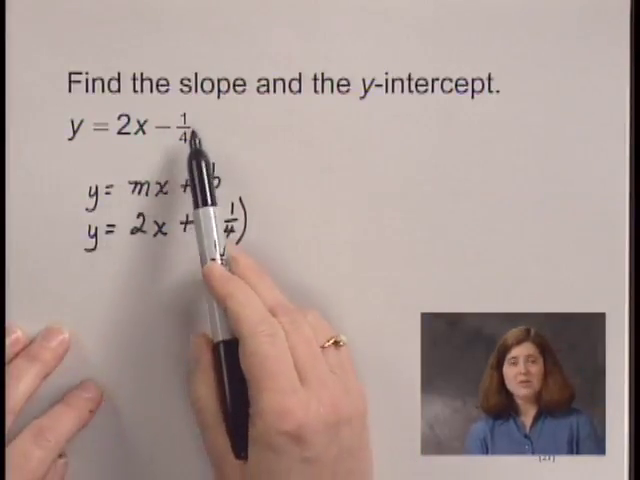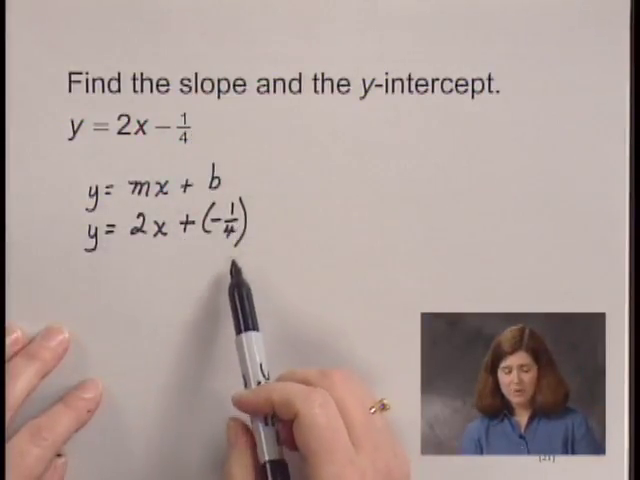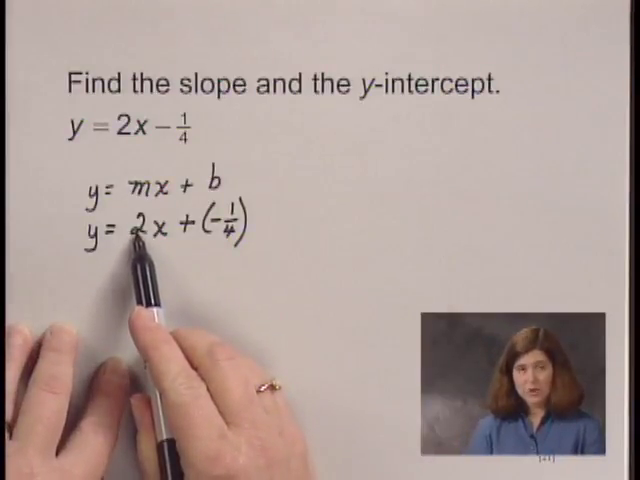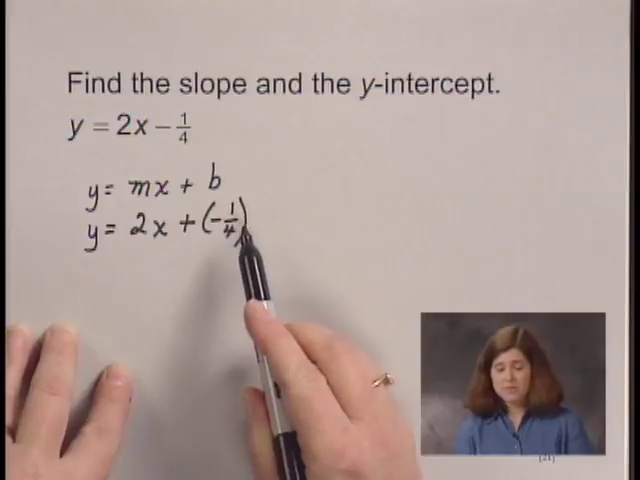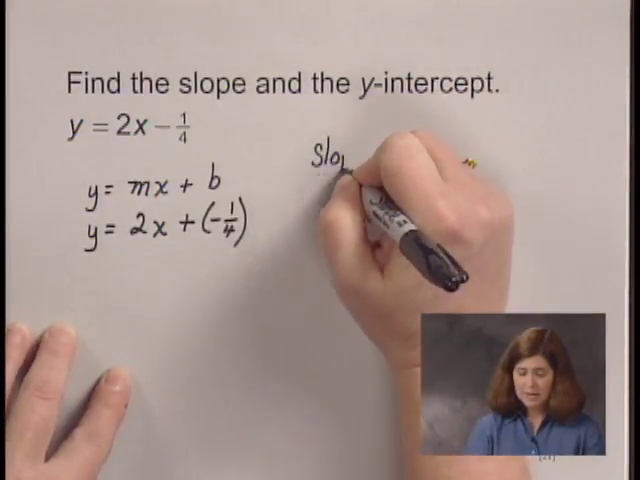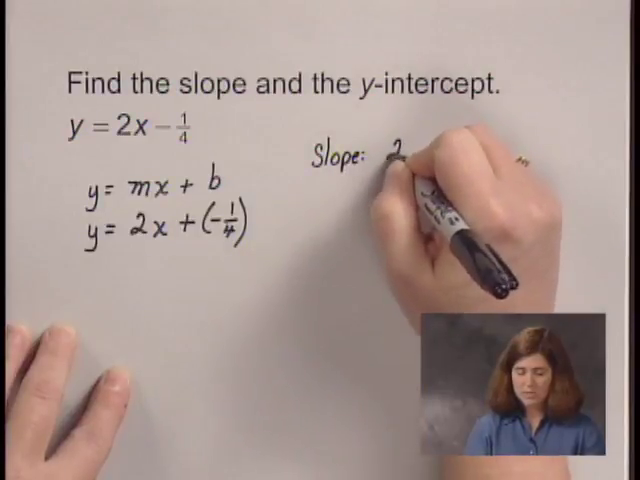I rewrote minus 1/4 as plus negative 1/4. Then the slope is read from the 2, and the y-intercept is read from the negative 1/4. The slope is simply 2.